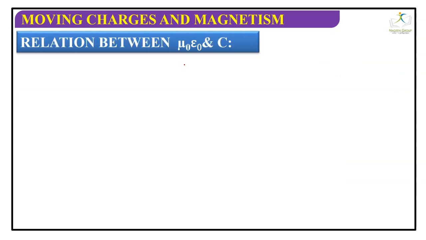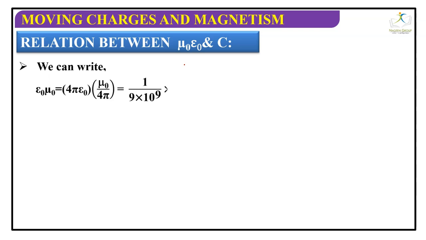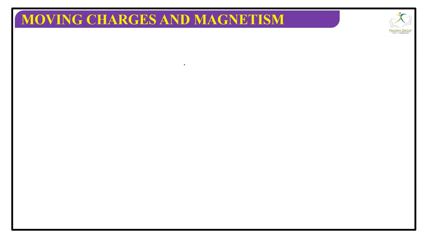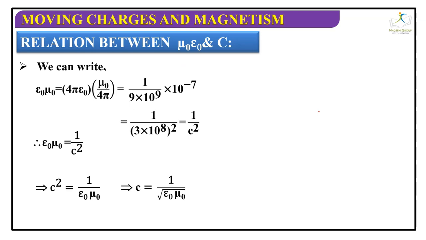So finally, a relation between mu naught, epsilon naught and c. That would be a very simple definition, but it's important. We can write 4 pi epsilon naught times mu naught by 4 pi. If we put all these values together, we get the value of 1 by c square. So c square is 1 by epsilon naught mu naught, and we can easily write c is equal to 1 by under root epsilon naught mu naught. So this is the final value. I hope you understand the topic till this much.